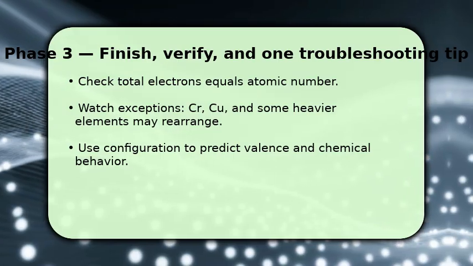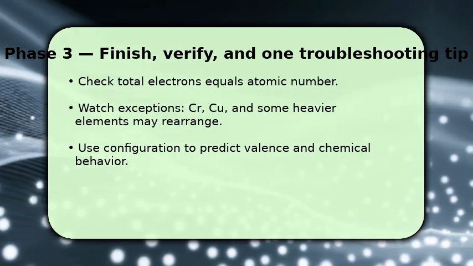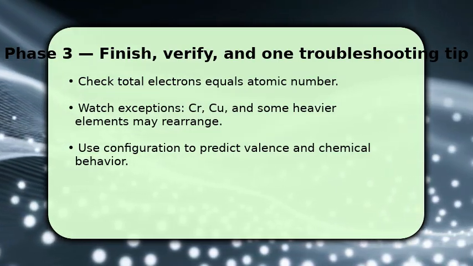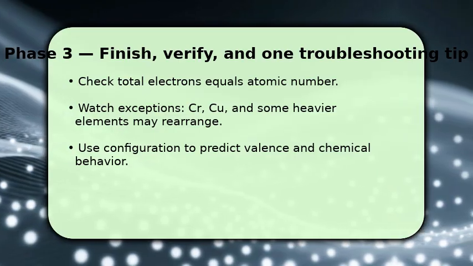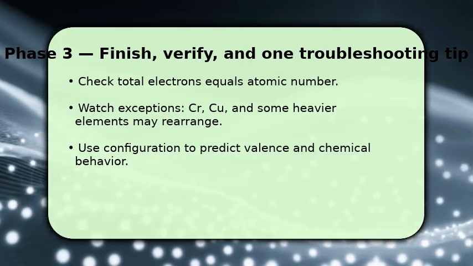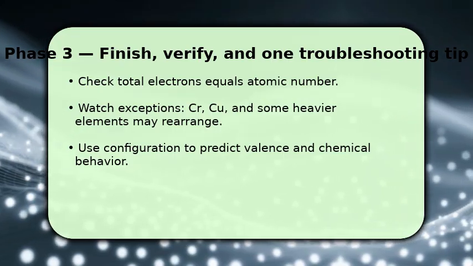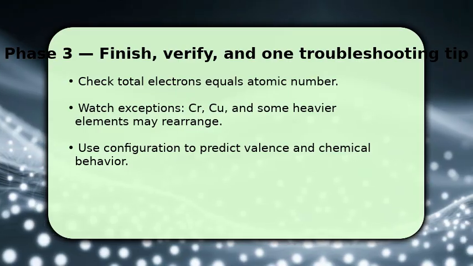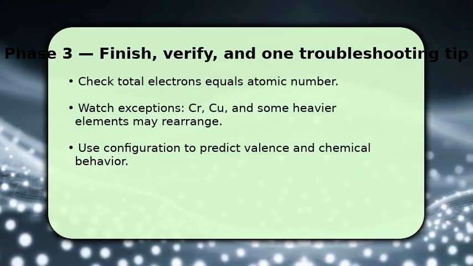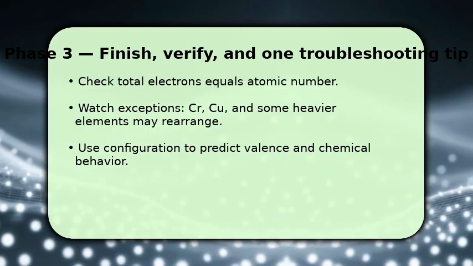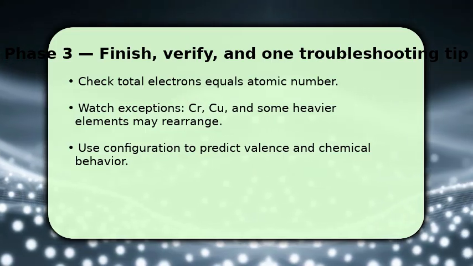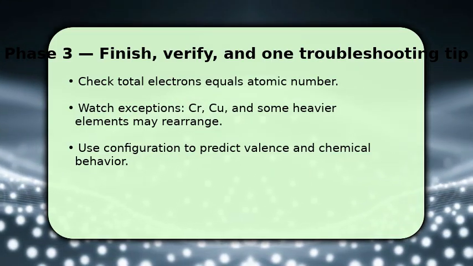If numbers mismatch, reassess orbital order and electron count. Be aware of common exceptions. Chromium and copper shift one electron between s and d orbitals for stability, so adjust when needed. If you run into odd results, reapply Hund's rule and check energy ordering. That single troubleshooting tip will fix most errors and let you use the configuration to predict reactivity and bonding.